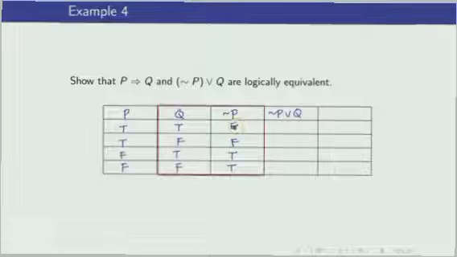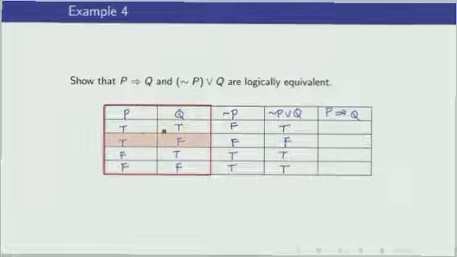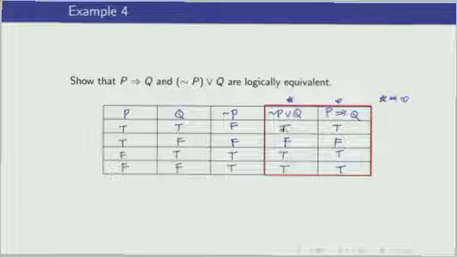For not P or Q, this is true here because Q is true, false here, true here, and true here. What about the column? We need the column P implies Q. For P implies Q, it will only be false here when the premise is true but the conclusion is false. So if you now take a look at these two columns, they always have the same truth values, correct? So if I just denote this by star, let's denote this by heart. If you add another column, since they always have the same truth values, this column is always true.